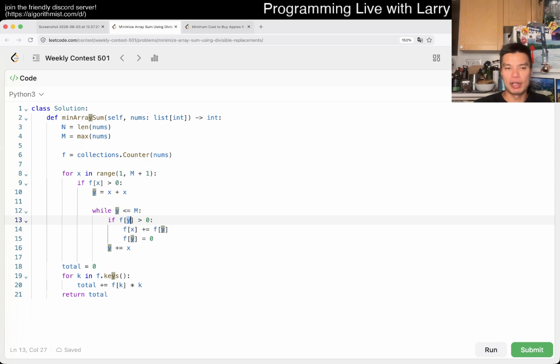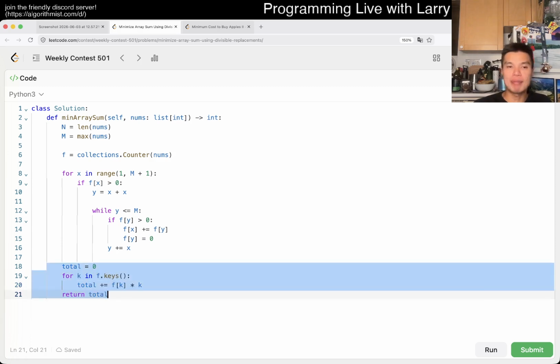That's kind of the core part, and that's basically it, right? And then at the end, of course, you just sum it all back up. Remember, k is the number, and this is how many numbers we have at the end, the frequency of the numbers. So you just sum it all up, and that's it.